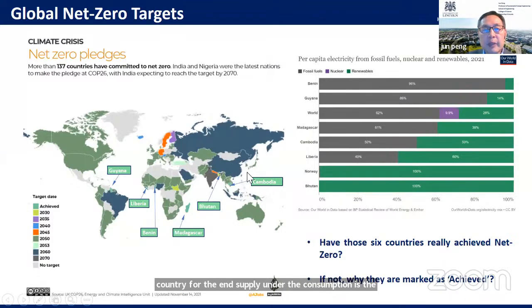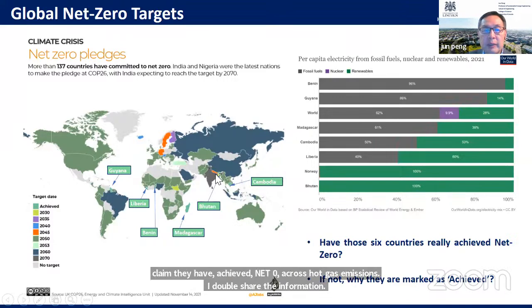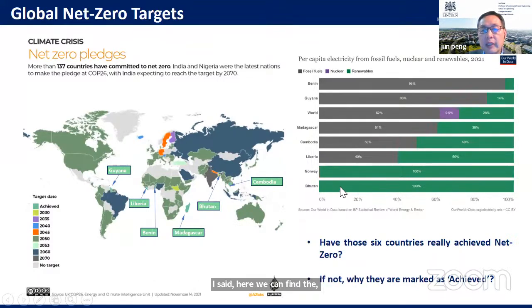From this information, I found 6 countries, shown in this color, that claim they have achieved net zero greenhouse gas emissions. I double checked the information. Here we can find Bhutan, which is between India and China. Actually, Bhutan gets 100%.